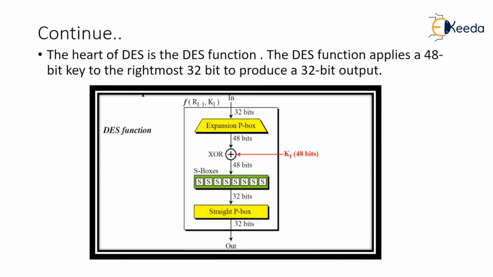We will see how the S boxes do their own functionalities. The output of the S boxes will again give you 32 bits, and those 32 bits will then undergo the P box, that is the straight P box. Expansion P box and straight P box are both different. We will see in detail. At the end of this function, we get an output of 32 bits only.